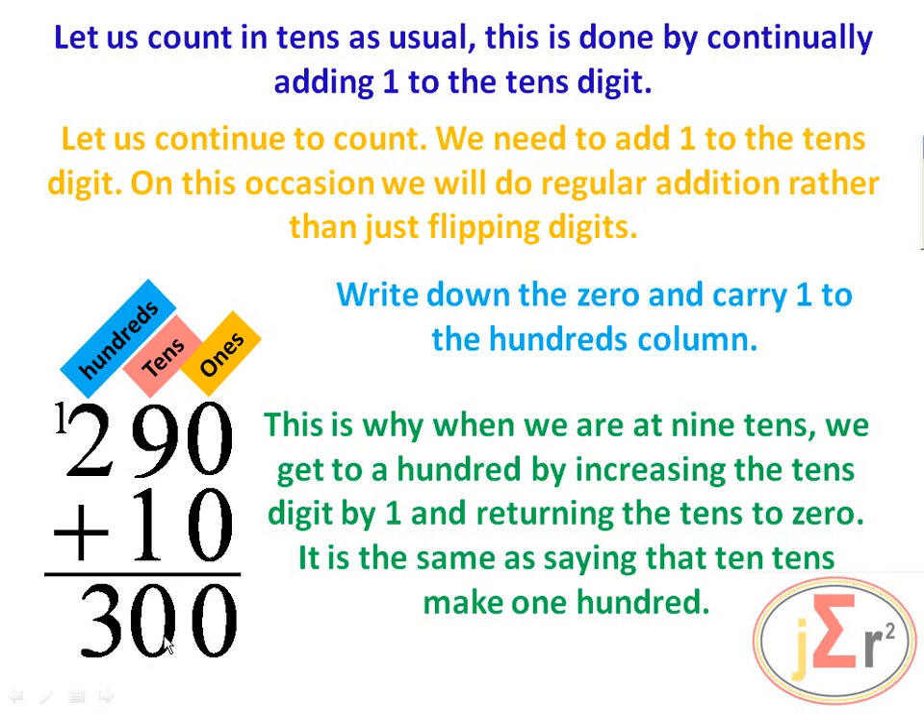And that is why when we are counting and we get to 9 tens, if we add or we count another 10, the tens digit will go to 0 and 1 will be added to the hundreds digit. And that is the same as saying 10 tens make 100.